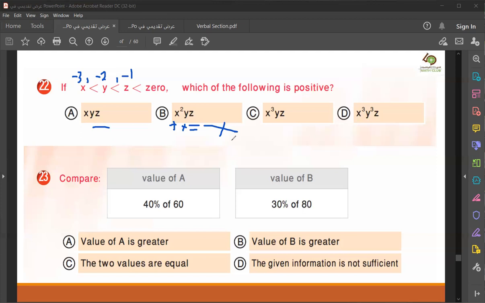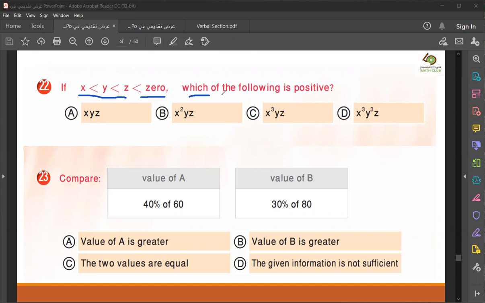Okay, now, do you understand, Linda? Number what? Which question? Can you repeat the positive part? Number 22, it is easy, my student. Don't worry. Here it says x, y, z less than 0. So all of them are negative.